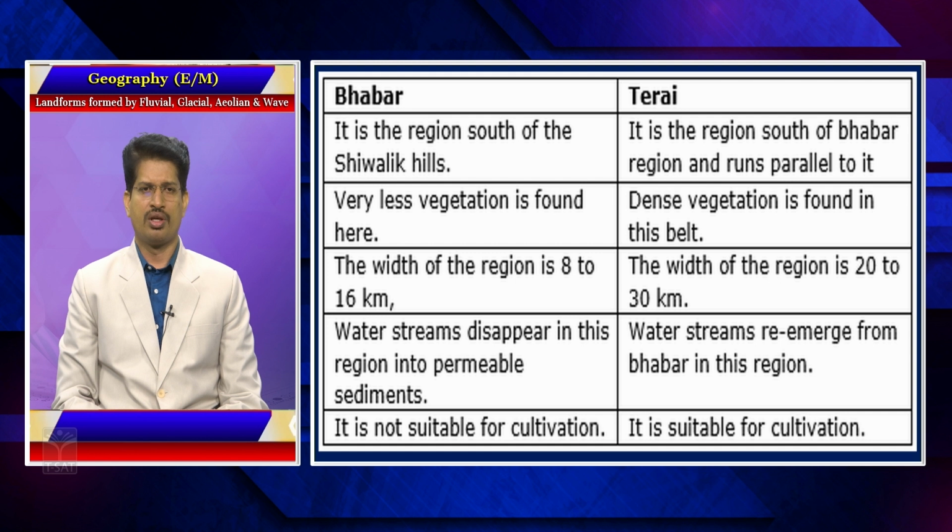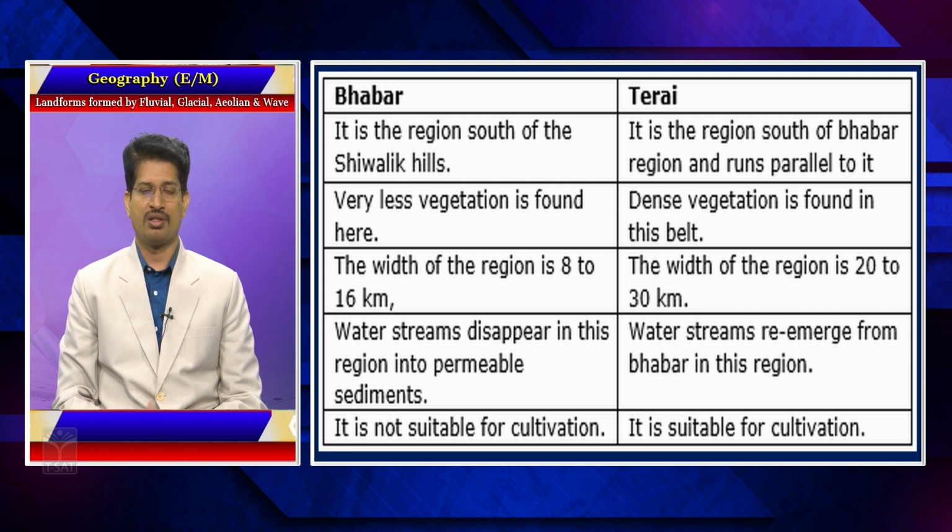It is the region south of Shivalik Hills. Terai is the region south of Bhabar. Any kind of question can be formed. For example, in the second point, very little vegetation is found in Bhabar. Dense vegetation is found in the Terai region. The width of the Bhabar region is 8 to 16 kilometers, whereas the width is 20 to 30 kilometers in the case of Terai.